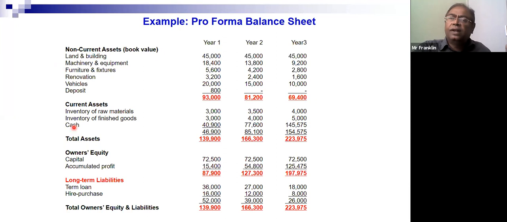Now, land and building, machinery and equipment, he bought 18,000. All the equipment he bought. Furniture, remember, 5,600. Renovation 3,200. Actually, renovation is higher. I remember 7,000 for renovation. Vehicle is 20,000. Deposit is 800. Deposit is also a fixed asset, because what deposit is this? Do you remember what deposit this is? What is this deposit for?